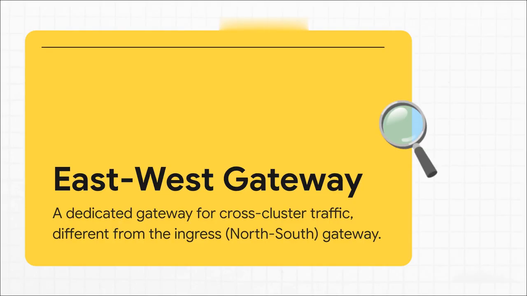Now let's pause on this term east-west gateway because it's super important. You're probably familiar with the front door to your cluster, your ingress gateway. That handles north-south traffic coming in from the outside world. An east-west gateway is different. Think of it more like a secure, controlled hallway inside the house. Its only job is to manage the traffic moving laterally between our two clusters.